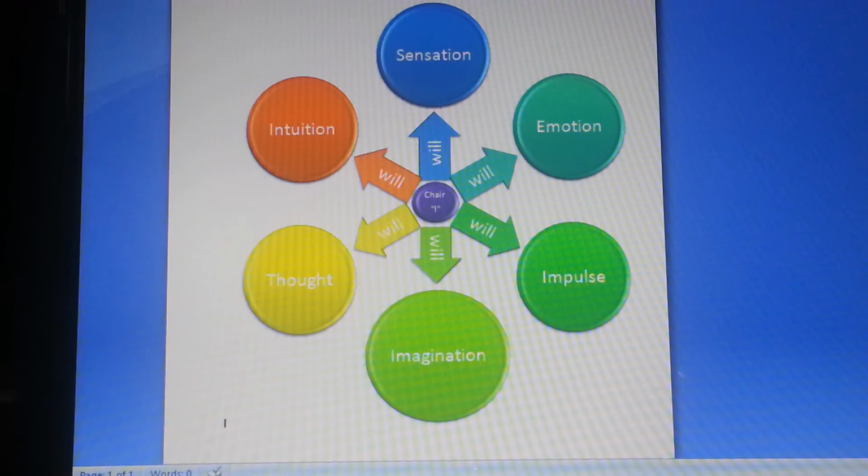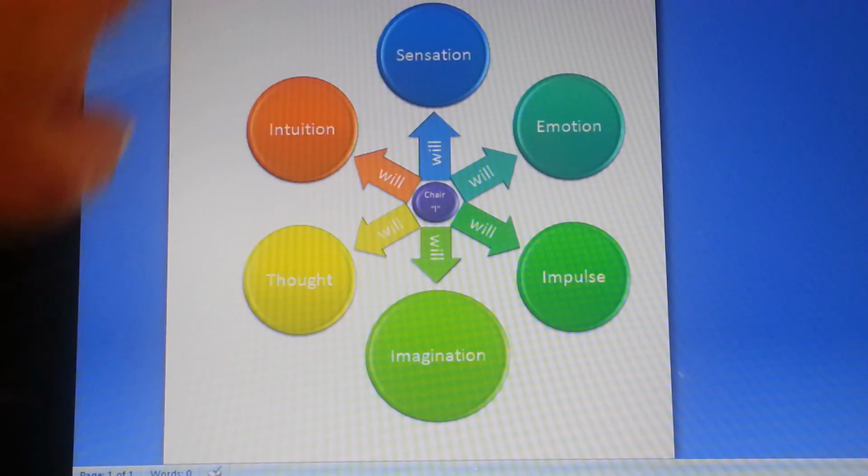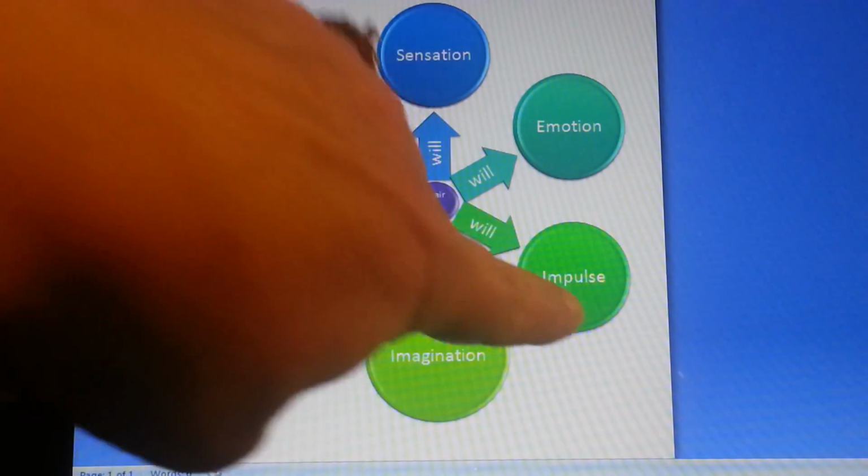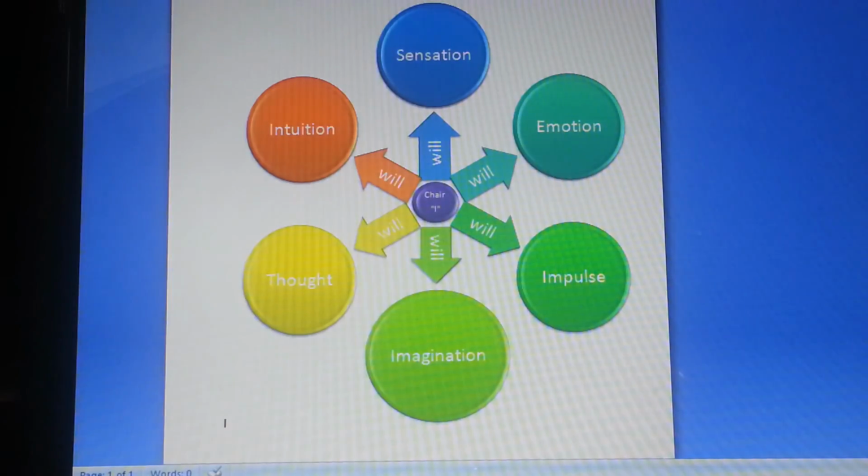Then the very center of you, who is now disidentifying from the individual functions, you're not going to focus on just intuition or just sensation or just emotion. The chair, the one in the middle, can think about what all of them have to say, make a choice, and then use your will to move that choice forward. And experiment with this process a little bit. You might find it very revealing.